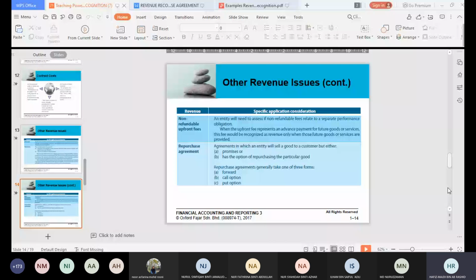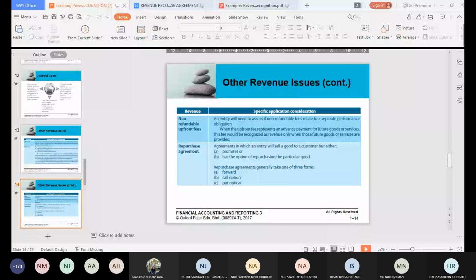The next issue is repurchase agreement. For example, you sell an equipment to a customer and you put a condition that you will buy it back. How would you treat such a repurchase agreement? I tried to find some further information on this because I myself was initially not so clear about it.